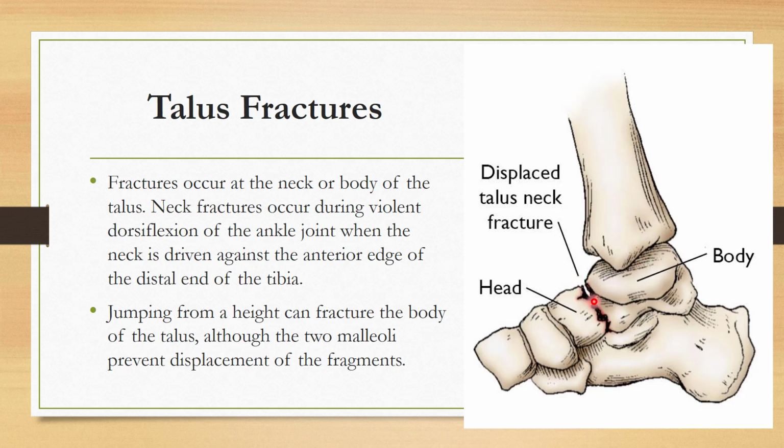Fractures occur at the neck or the body of the talus. Neck fractures occur during violent dorsiflexion of the ankle joint when the neck is driven against the anterior edge of the distal end of the tibia. Jumping from a height can fracture the body of the talus also, although the two malleoli prevent the displacement of the fractures, because this body is in relation with the medial malleolus of the tibia medially and the lateral malleolus of the fibula laterally.